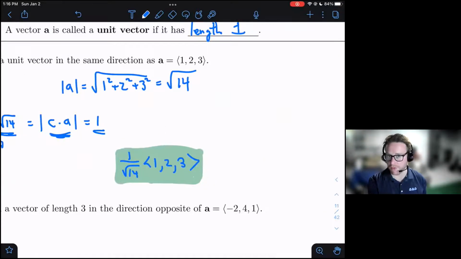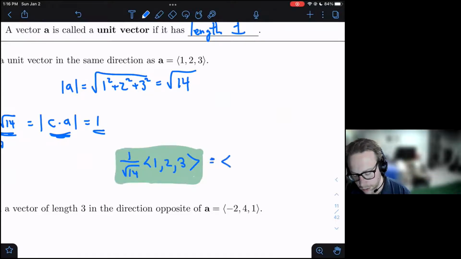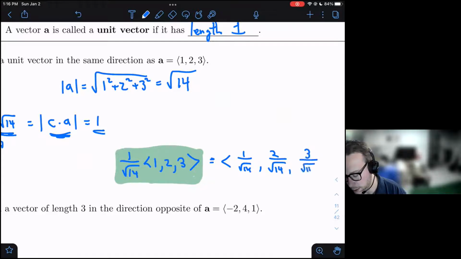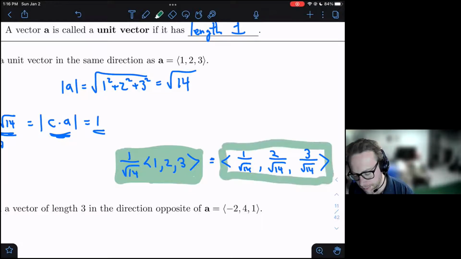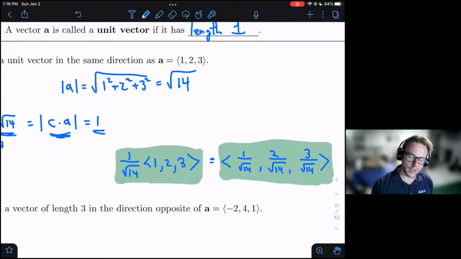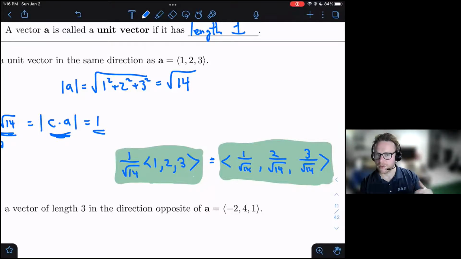Another thing that you can do, of course, is apply the scalar multiplication to each piece. You could write this as 1 over root 14, 2 over root 14, and so on. We're just distributing that 1 over root 14 to each piece. That would also be perfectly fine, and WebWork would accept this answer as well. Okay, so you can see how this theorem can be applied to scale vectors so that they have some desired length.